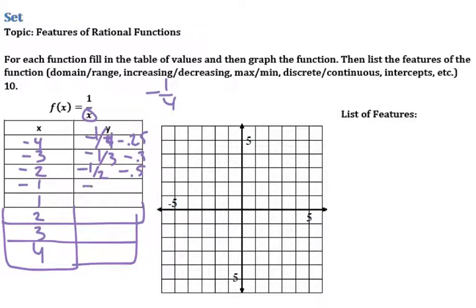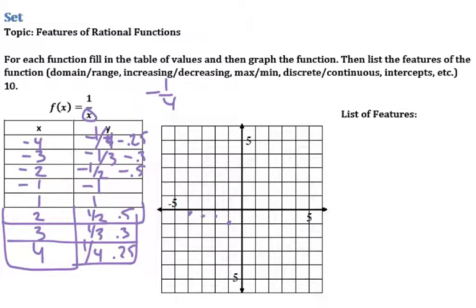-1 would be -1. +1 would be 1. 2 would be 1/2 or 0.5. 3, 1/3. 4, 1/4, 0.25. So let's take a look and graph these points, and get an idea of what's going on here. So, if we go back to -4, we're going down to -0.25, so right about there. At -3, we're a little further. At -2, we're at -1/2. At -1, we're down here at -1.